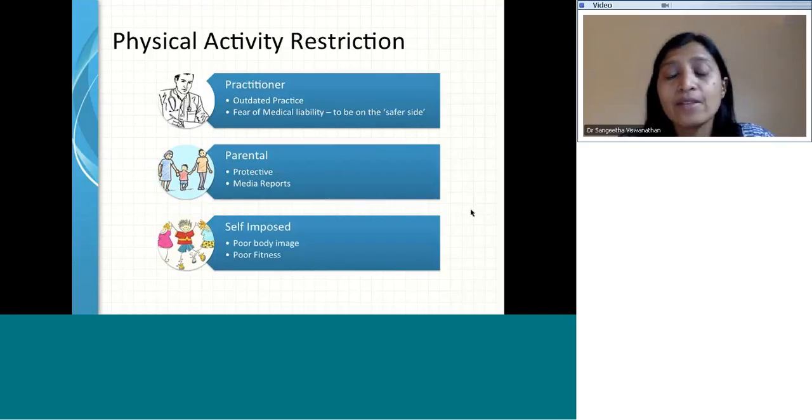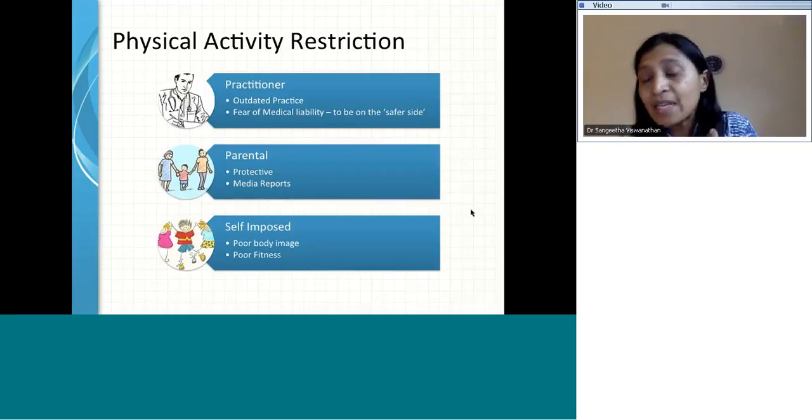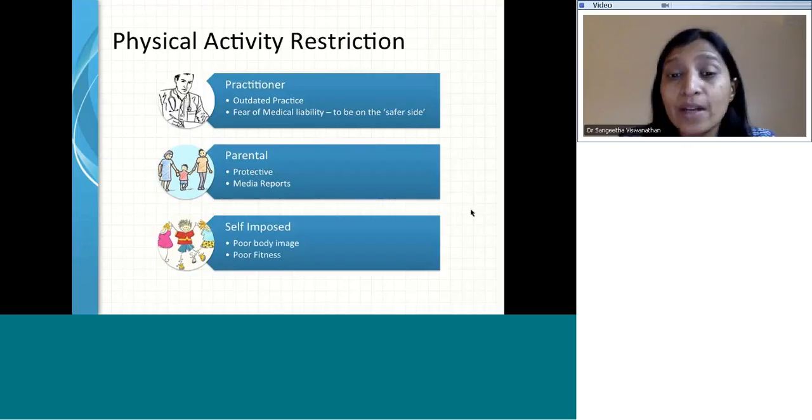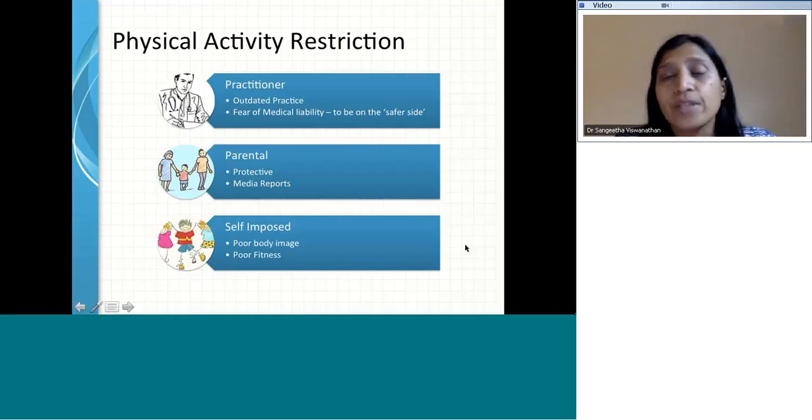Of course, the child themselves imposes activity restriction. They may have a poor body image. They may not be very muscular. May have a very skinny frame. They may have scars on their body from previous surgery. May not be willing to take their clothes off and change in the changing room. Also, they may have poor fitness because of lack of previous physical activity. And we all know that when we first start doing exercise, we are very unfit. We're not able to do much, and it's only with repeated exercise that our fitness improves. So all of these factors might also discourage the child from carrying out adequate physical activity.